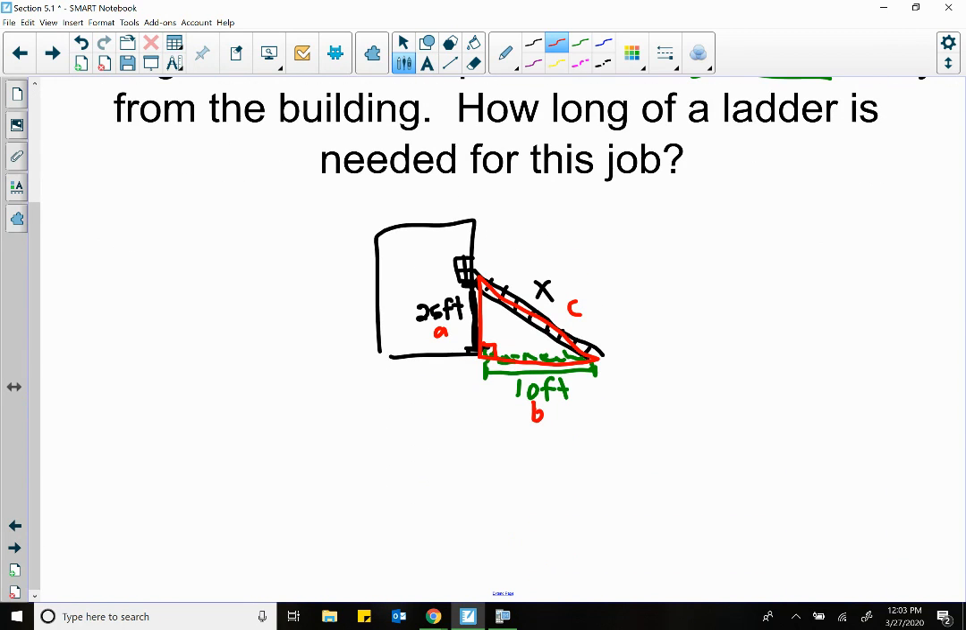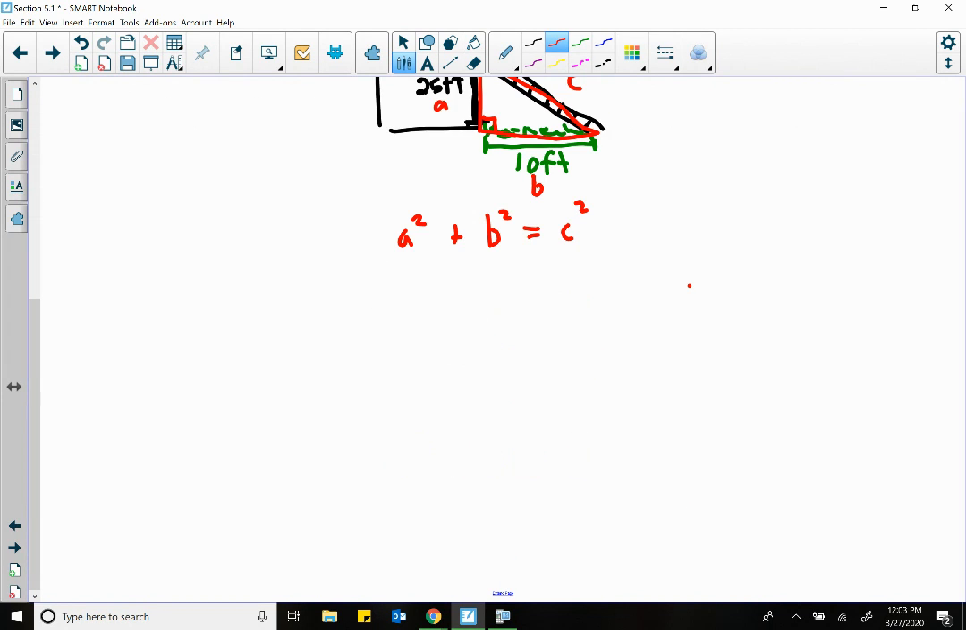All we have to do now is run the problem. A squared plus B squared equal to C squared. Now, I know many of you are thinking, Mr. Armstrong, these are all squared. What is it doing in a section on radicals? You'll see here in a second. So when we fill in, we have 25 squared plus 10 squared equal to C squared.